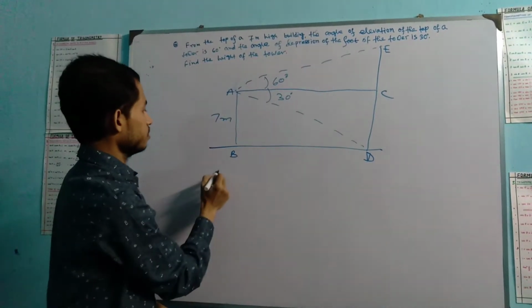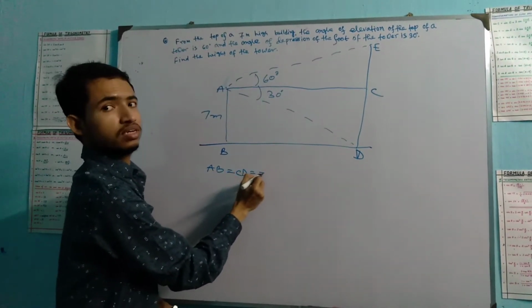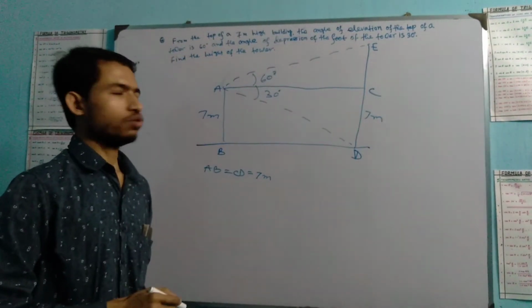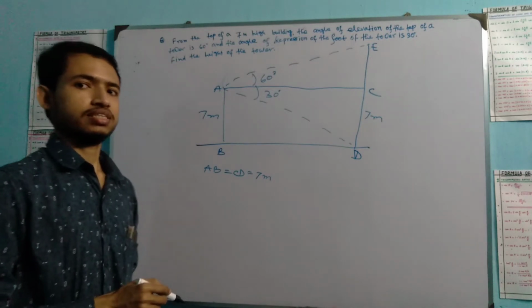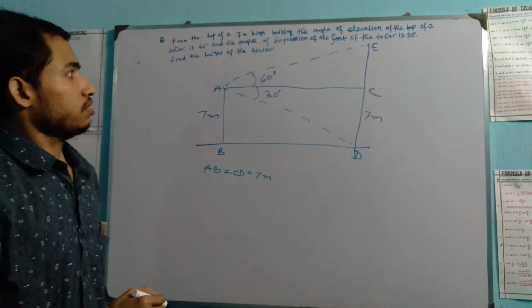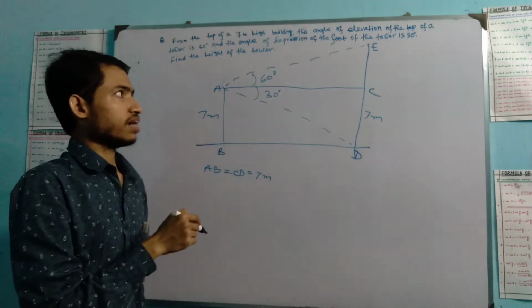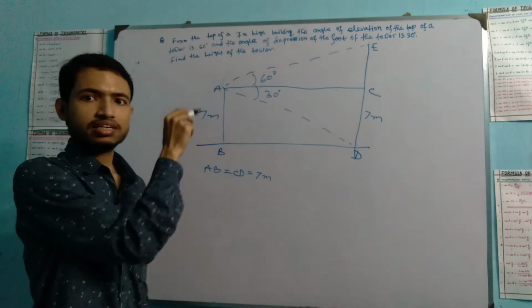Now, from the rectangle ACDB, we get that AB equals CD equals 7 meters. So this is 7 meters. We need to find the rest of the length EC to find the total length of the tower ED. At first we need to find the length AC to find the total length of EC from the tangent 60 degree.